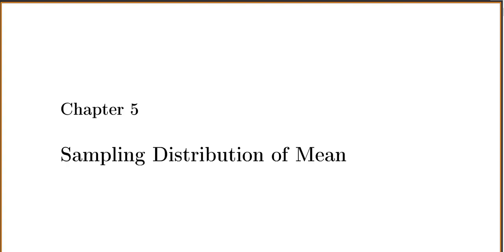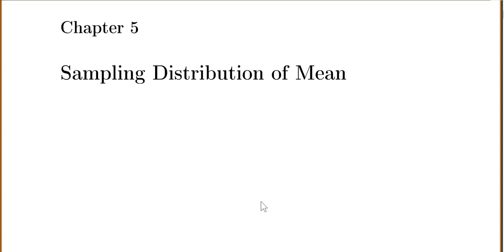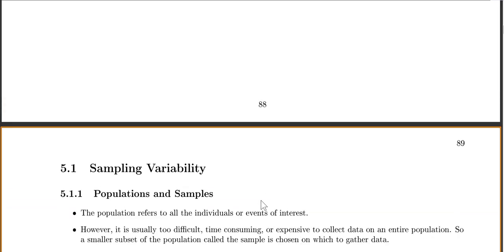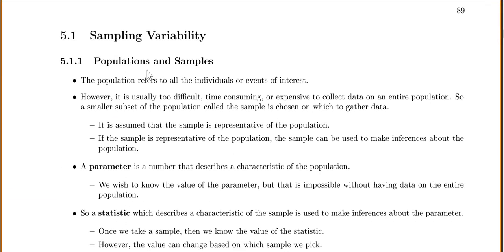In this section or chapter, we'll talk about the sampling distribution of our mean. So we'll start by talking about what sampling variability means. So you have populations and samples, and we mentioned this before.